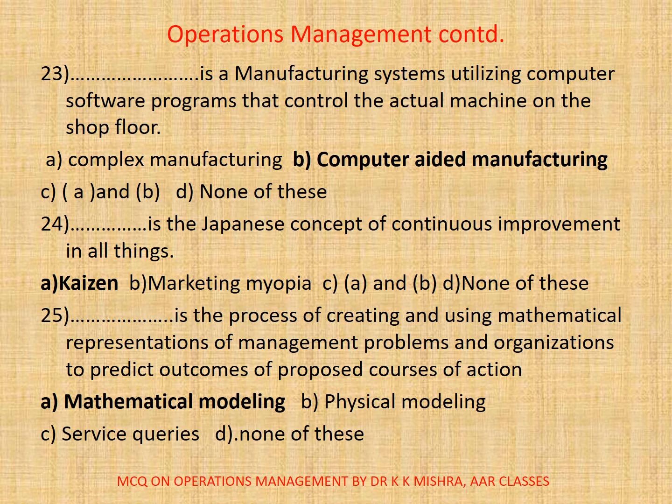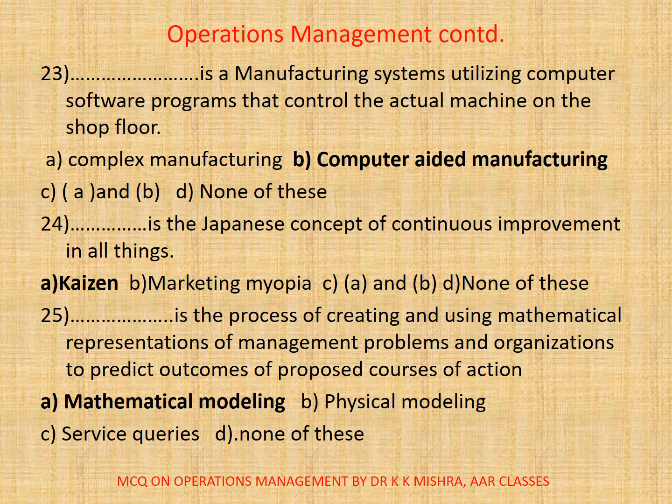Computer aided manufacturing. 24. Dash is the Japanese concept of continuous improvement in all things. A. Kaizen, B. Marketing myopia, C. A and B, D. None of these. The correct option is A.